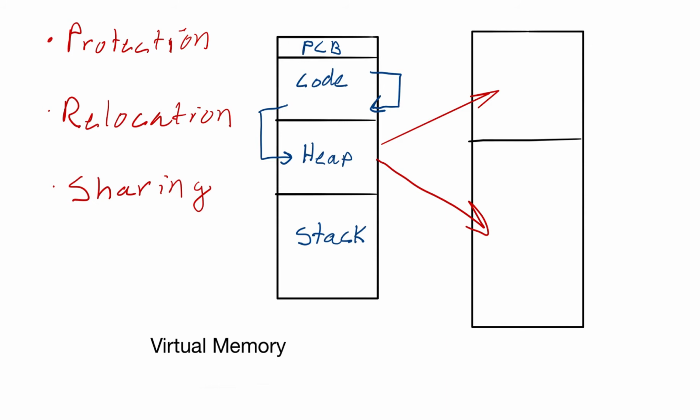Now, it's not just hackers, but if one process messes up the memory in another process, that could cause this process to not work right. And finally, there are some things like shared libraries and even some shared data that processes can share, and we don't want to make two copies of those in memory for each process. We need a way to share certain parts of the memory between processes.